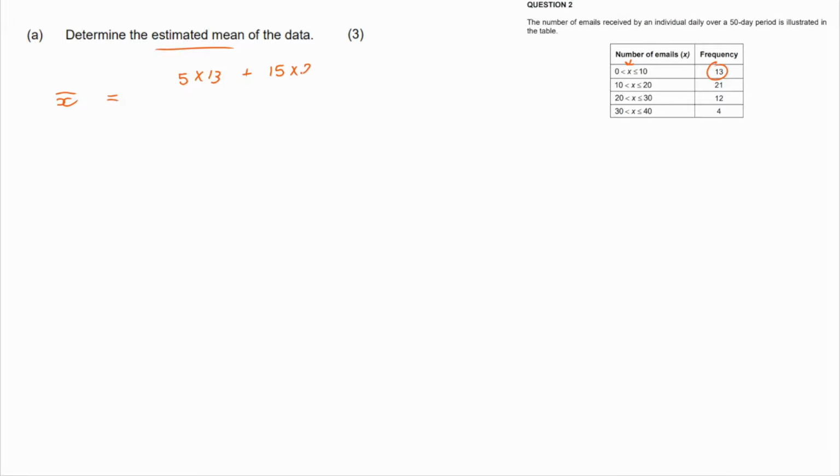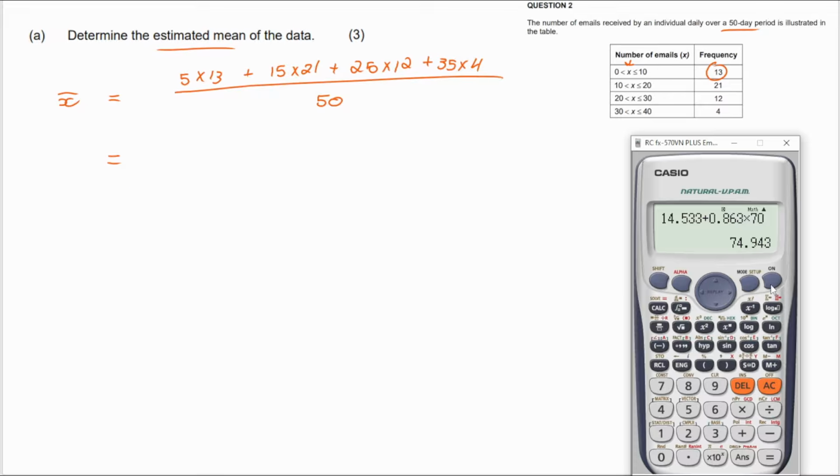Okay, nice and easy. Plus next midpoint 25 times the frequency, plus next midpoint times the frequency. Okay, and we divide by the total, the total number of days, 50. So if we do this in the calculator, I will show you what we get.